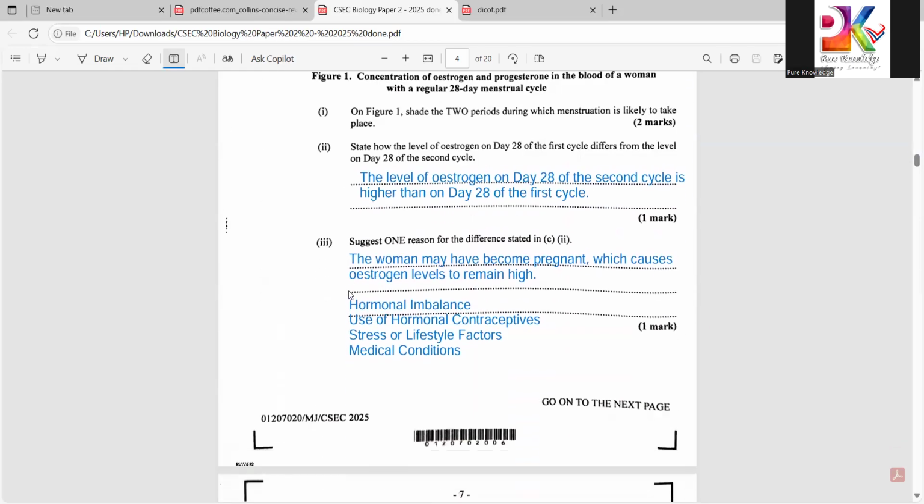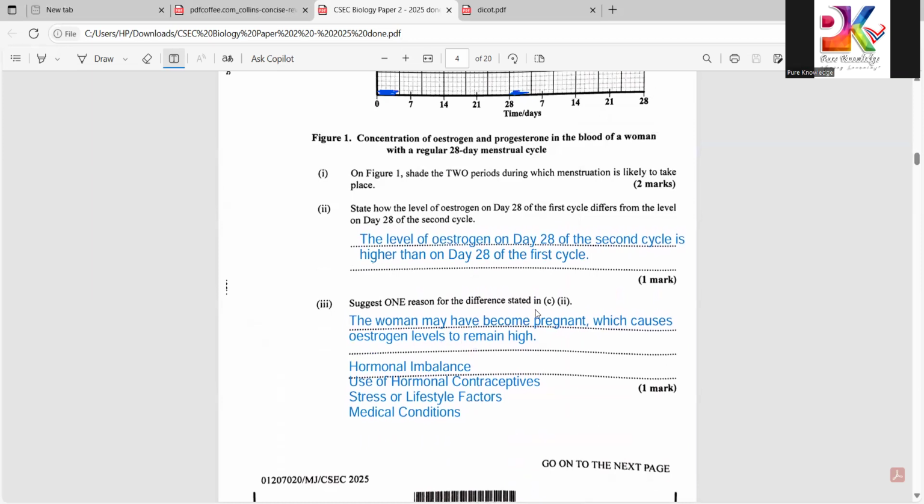All right, next question says, suggest one reason for the difference stated in C II. So why is estrogen higher in the second cycle than the first? There are many reasons, but the most prominent reason is that the woman may have become pregnant, which causes estrogen level to remain high. There are other reasons like hormone imbalance, use of hormonal contraceptives, stress, other medical conditions, and lifestyle factors, but the main reason that you should put there is becoming pregnant.